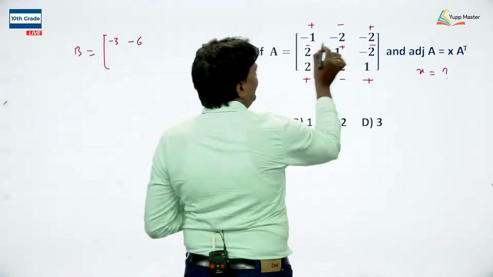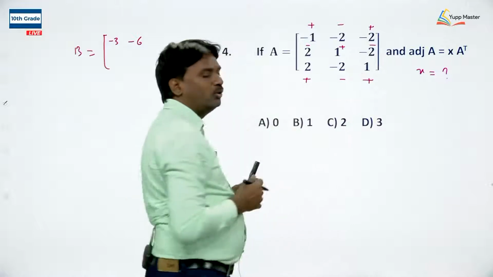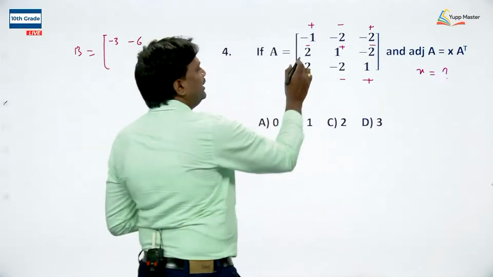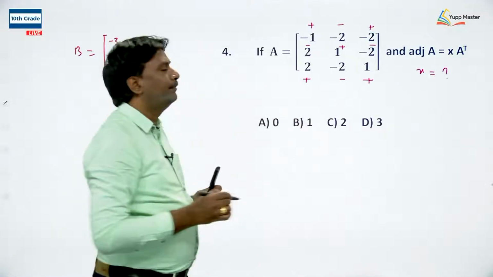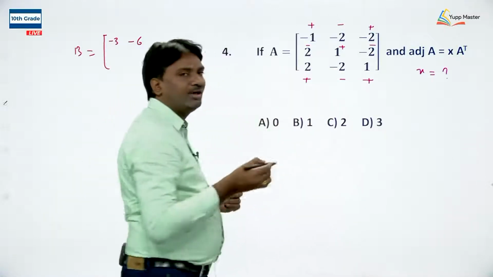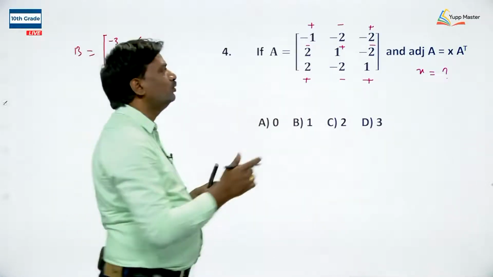Let us take the element minus 2, eliminate the first row and third column. The remaining elements are 2, 1, 2, minus 2: 2 into minus 2, minus 4, minus 2 into 1, 2, minus 4, minus 2, minus 6.